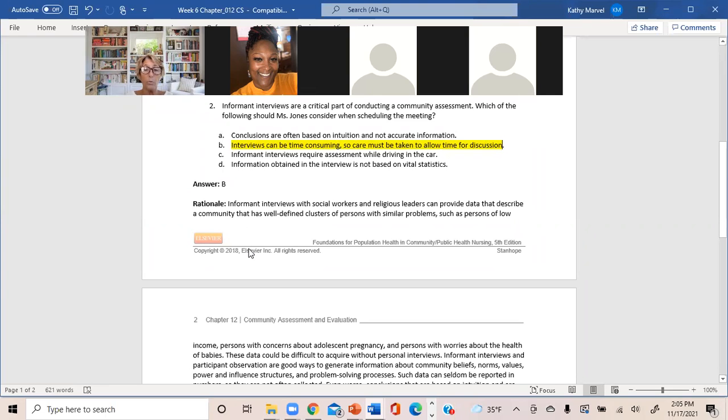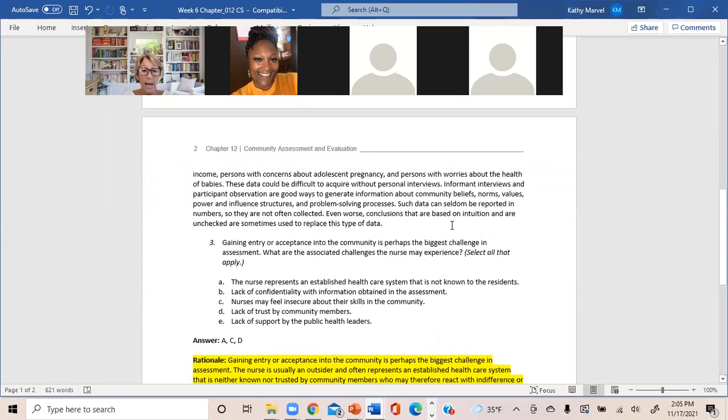Informant interviews with social workers, religious leaders, or you could extend that out to principals, police, law enforcement, can provide data that describe how well a community is functioning, right? The data can be difficult to acquire without personal interviews. Okay, so that's part of your assessment process, personal interviews. Informant interviews and participant observation are good ways to generate information about community beliefs, norms, and values. Since you can't gather that from a windshield survey, right? You can't gather beliefs, norms, values, power structure, but you can gather it from person-to-person interviews.